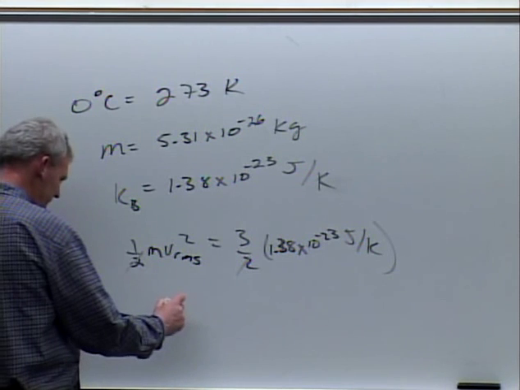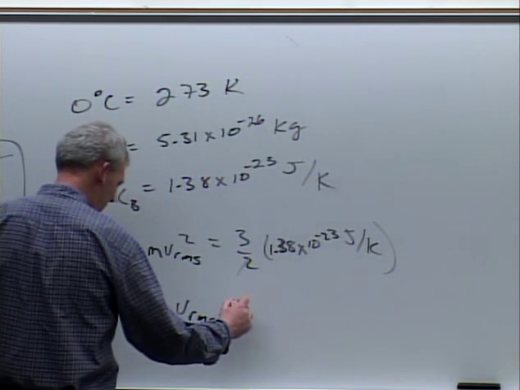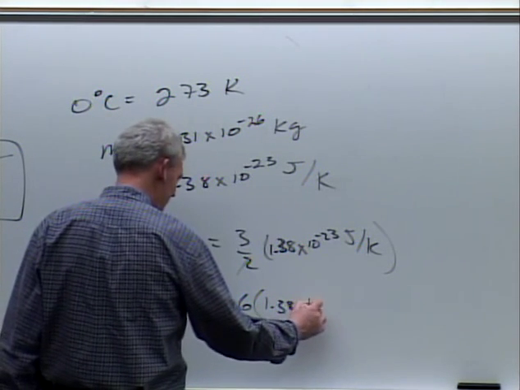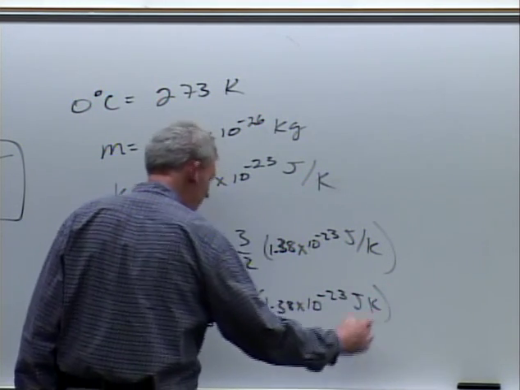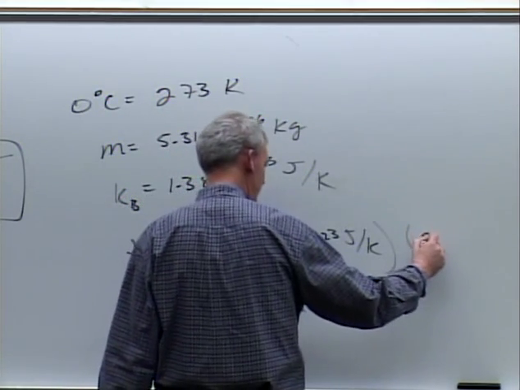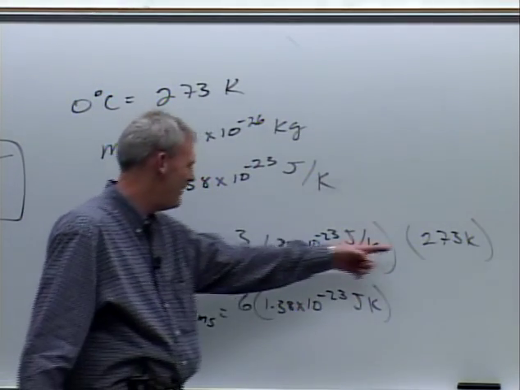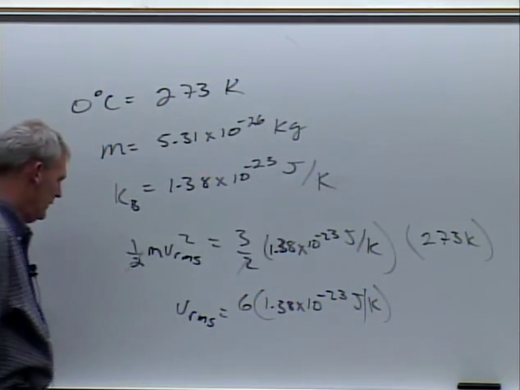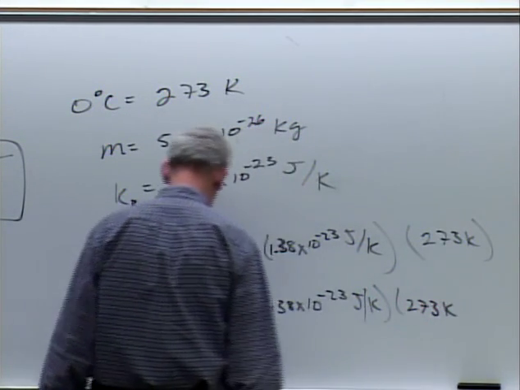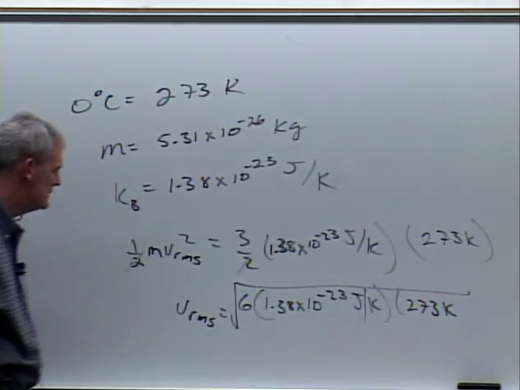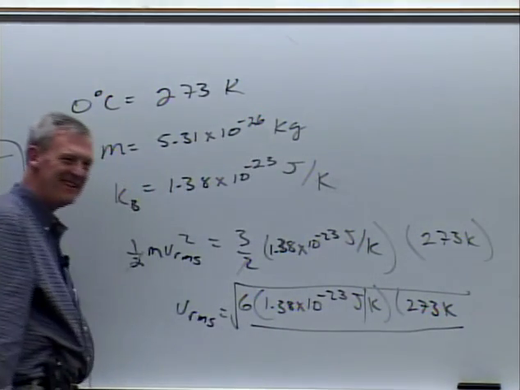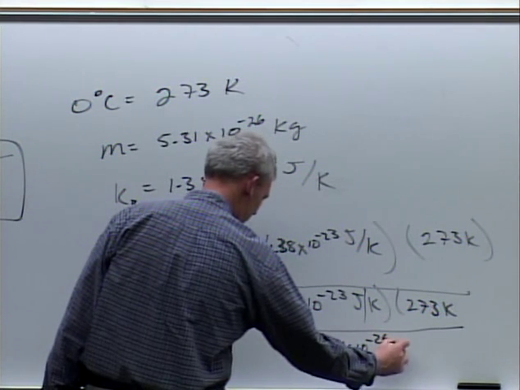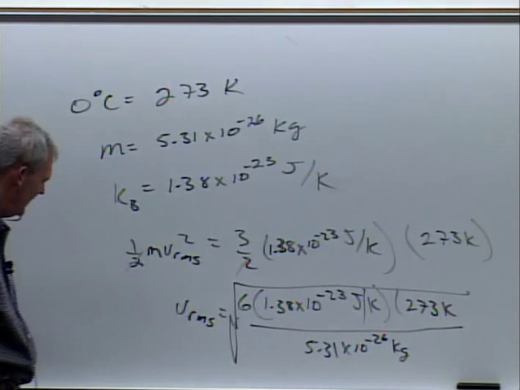Cancel out the twos. So v_RMS is equal to the square root of 6 times 1.38 times 10 to the negative 23 joules per Kelvin, times, oh, I forgot to put my Kelvins here, times 273. There. Kelvins cancel. I'm left with joules. That works. Take the square root of that. Divide it by, just a minute, we've got to divide it by the mass. Divide it by 5.31 times 10 to the negative 26 kilograms. Make sure you get that in there, too. Ta-da! That gives you your v_RMS.